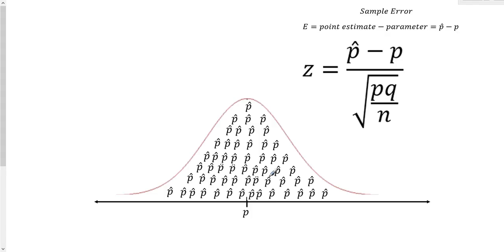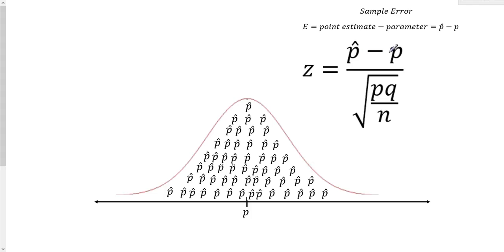Notice that the top of this is p hat minus p. It's the point estimate p hat minus the population parameter p. It's the distance from any particular value of p hat to p. E, the margin of error, is the distance from p hat to p.